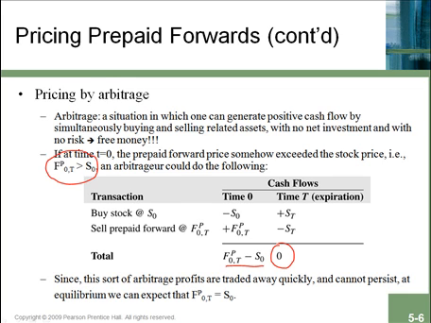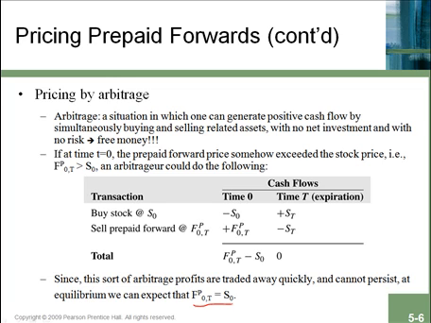What would happen if this opportunity really came up in practice? Well, you would have so many people wanting to buy the stock that S0 would rise, and you would have so many people wanting to sell the prepaid forward contract that its price would fall. And so the difference between the two would be eliminated. So in essence, what we've shown is that the price has to equal the stock price, because if it was more, then an arbitrage opportunity would exist. There would be free money available.